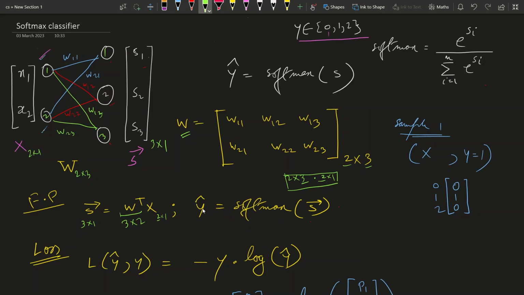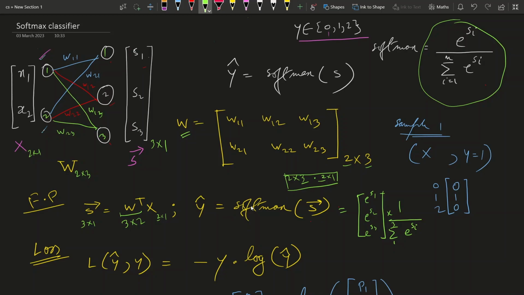What this will do is create our prediction, a vector of probabilities, because the softmax function is defined as this entity you are seeing over here. In our case, since we are dealing with only 3 classes, we can write this entire thing as y hat equals e to the power s1, e to the power s2, e to the power s3, multiplied by 1 over the sum of e to the power si, where i goes from 1 to 3. So this is our y hat vector.